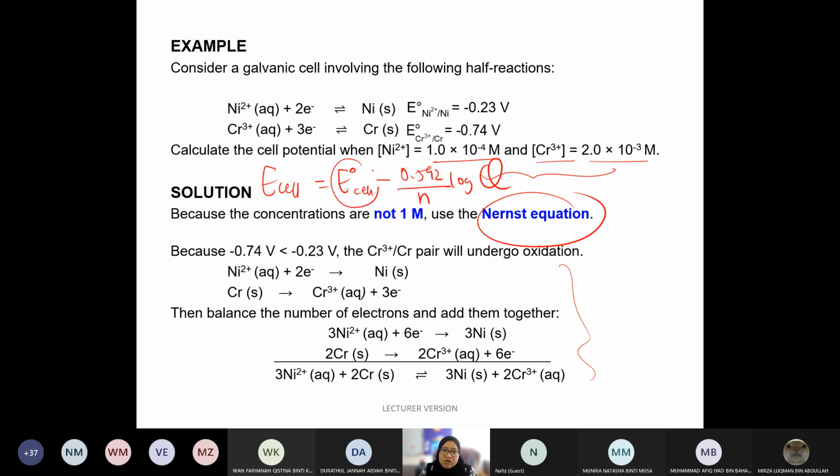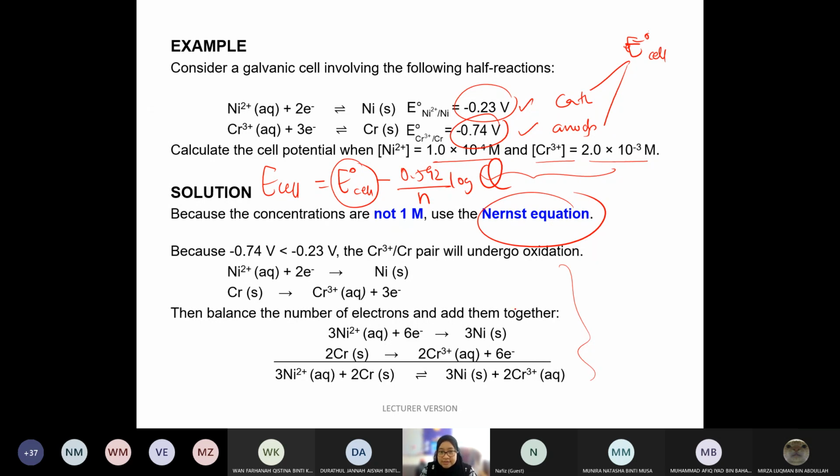Alright. Find E naught cell first. The values are already given to us. Ini pun kita boleh predict siapa cathode, siapa anode. This one becomes cathode, this one becomes anode, because this one is more positive than the other. So you can simply calculate the E naught cell.